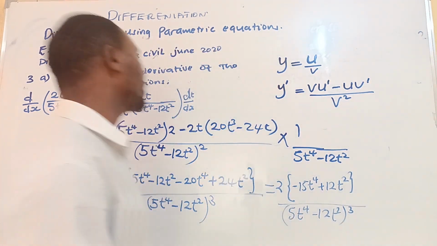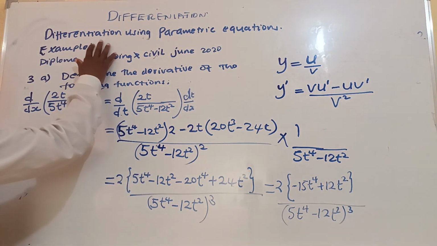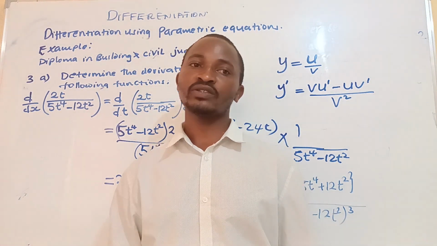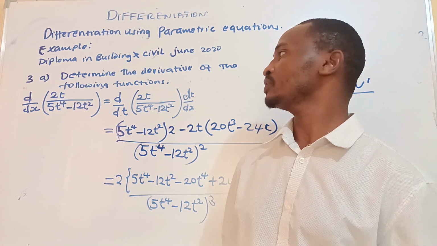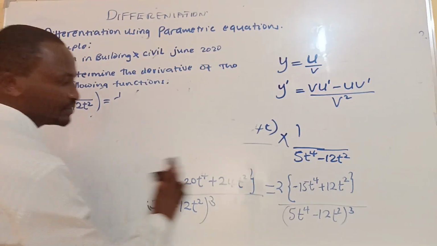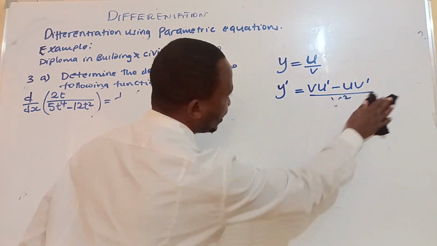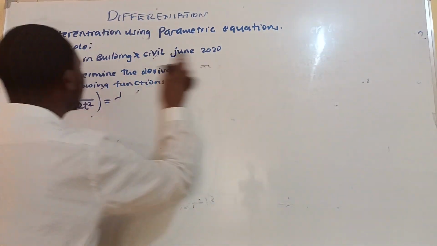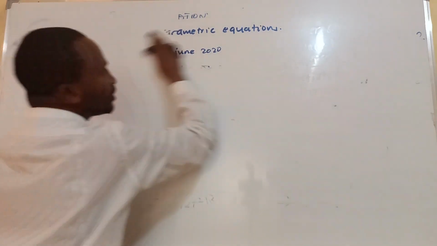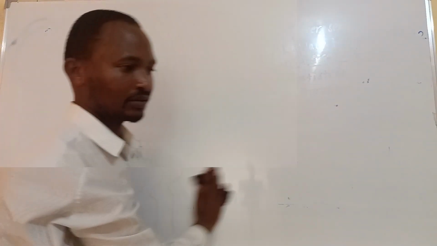In a previous video, we learned how to differentiate a given function using parametric equations. In this video, I want us to try one more example, but in addition to that, we are also going to remind ourselves how to differentiate using two more methods. So this will be a combination of several methods.